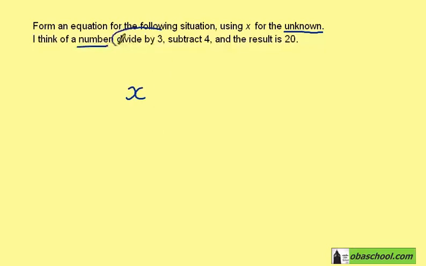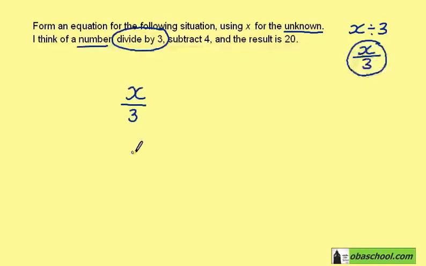The first thing we do to x is divide it by 3. We could write x divided by 3 or x over 3. X over 3 looks better in an equation. So we have x over 3. We then subtract 4 from this number, and we're told the result is 20. So we now have an equation.